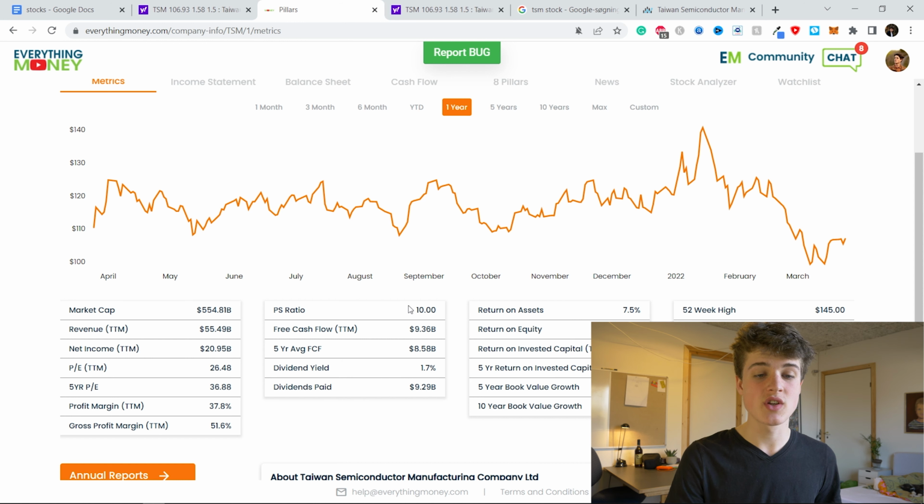They have a price to sales of 10, which is their price divided by their revenue, and we have a PE ratio of 26. That has been a lot higher. You can see here that over the past 5 years it has averaged 36. It has been trading at a higher PE, which means people have been willing to pay more in the past years. So maybe we could use a pretty high PE when we go to the stock analyzer tool to calculate our price estimate, a price target.